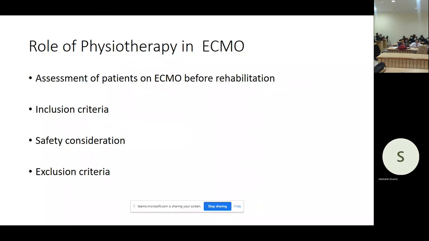Yes. So to consider a patient for physiotherapy when he or she is on ECMO, the inclusion criteria in respiratory parameters will be: oxygen requirement less than or equal to 60%, saturation more than or equal to 90%, oxygen levels in blood more than 60 mm of Hg, and carbon dioxide levels less than 80 mm of Hg. So these are the respiratory parameters we should consider before starting treatment if a patient is on ECMO. Next, the cardiac parameters which we should consider.